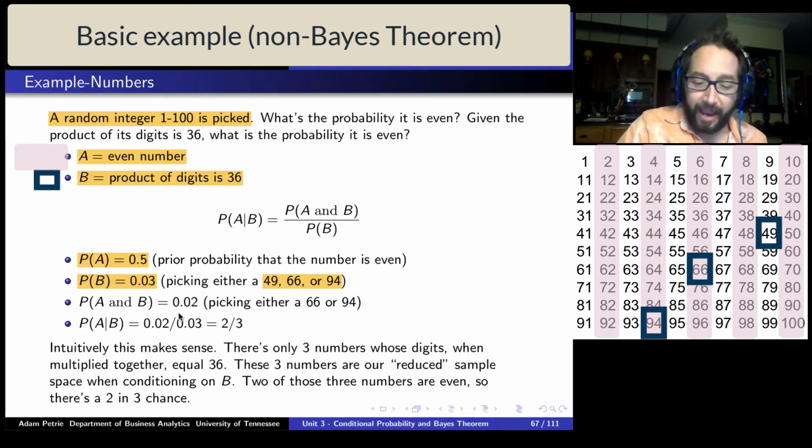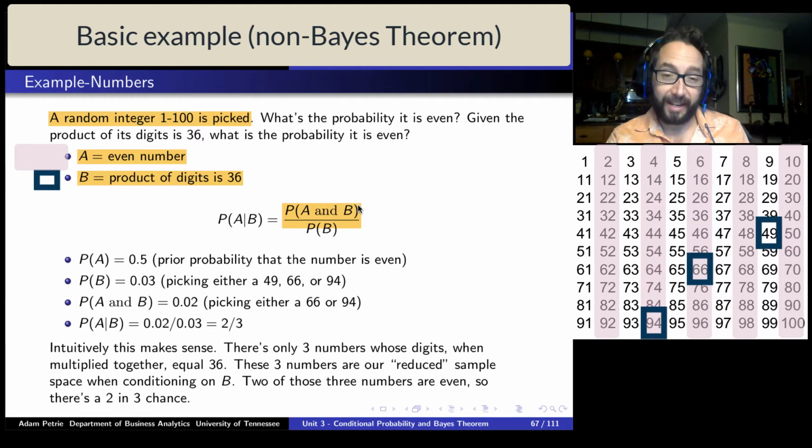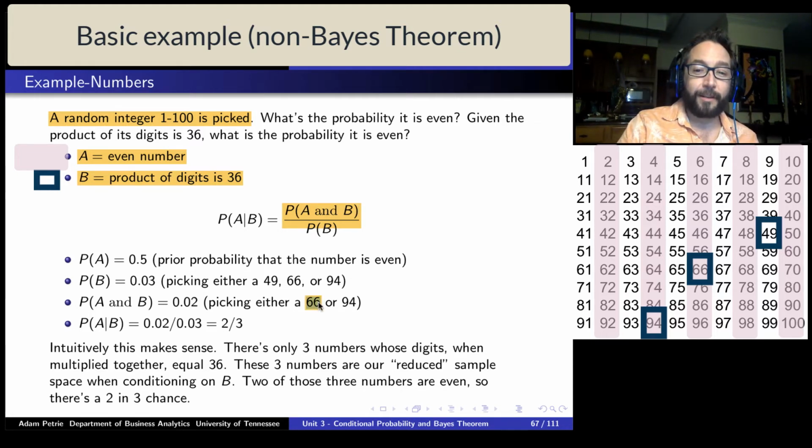And in fact, we can answer what's the probability that both of these things occur. What's the probability of getting an even number whose digits, when multiplied together, equal 36? Well, in this case, there's only 2 of these numbers, 66 and 94, so the probability of both occurring is 2%. All right, so let's do some conditioning.